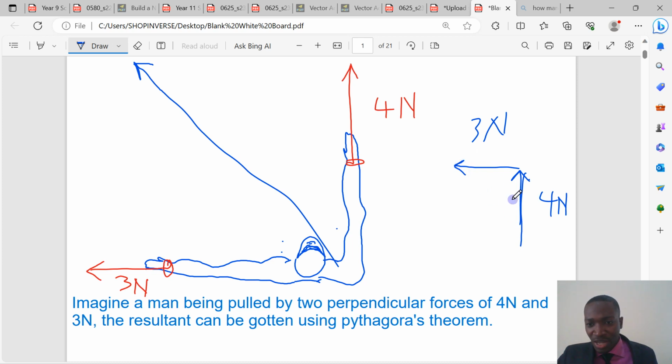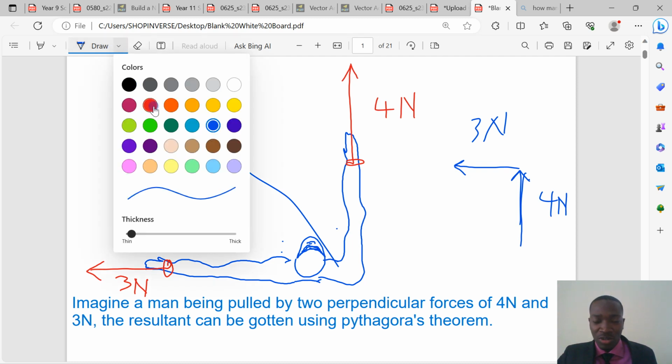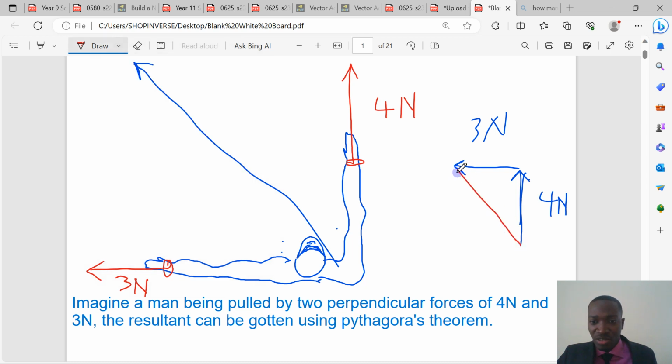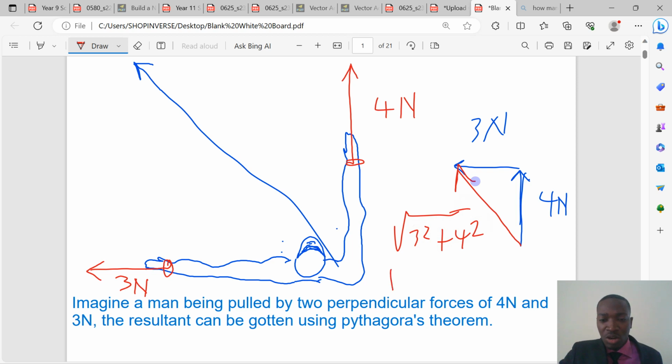And this is a right angle triangle. How do you get the diagonal of a right angle triangle? The diagonal of this right angle triangle represents the resultant. So let me use the color red to represent the resultant. To get this resultant, we just use Pythagoras theorem. That will be the square root of 3 squared plus 4 squared. 3 squared is 9, 4 squared is 16. 9 plus 16 is 25. So the square root of 25 will give you 5. That's how you get the resultant in this case.